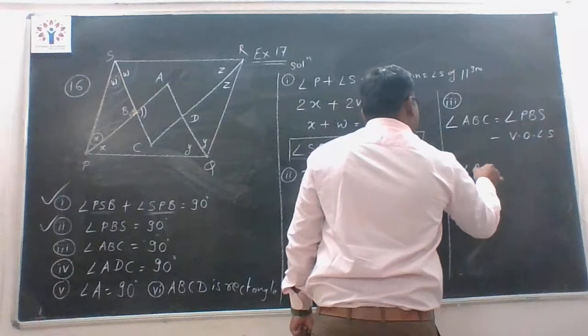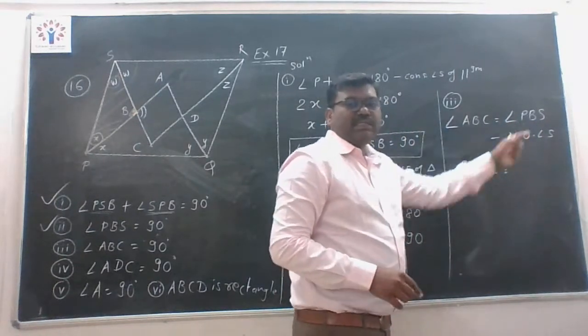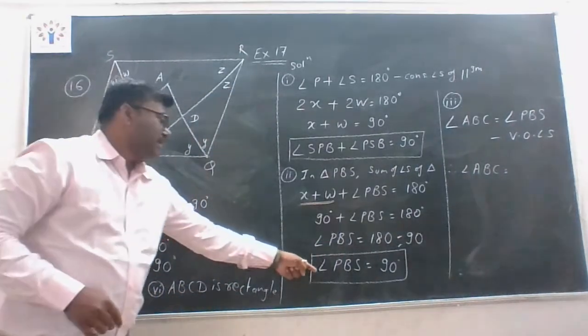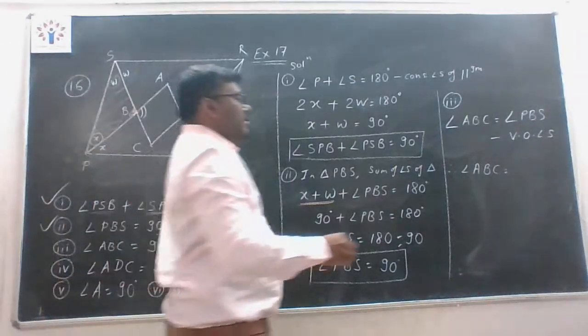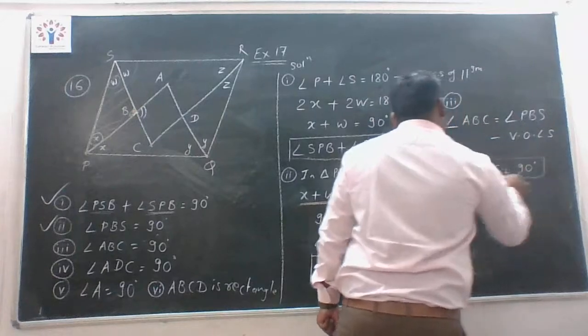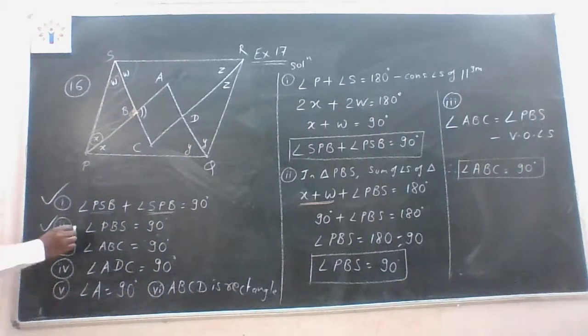So therefore, the measurement of angle ABC. We know the measurement of PBS. What is the measurement of angle PBS? It is 90 degrees. Okay. So here we can put this value, and it is proved that angle ABC is 90 degrees. So here we prove the third part.